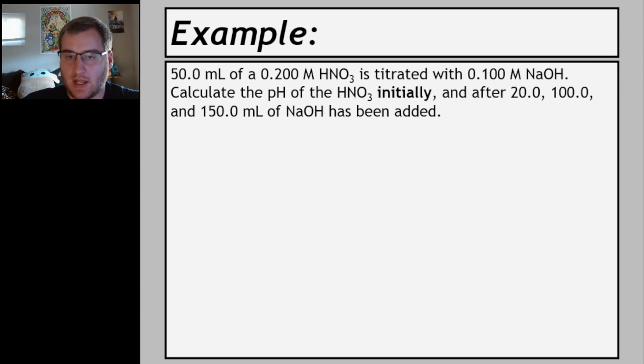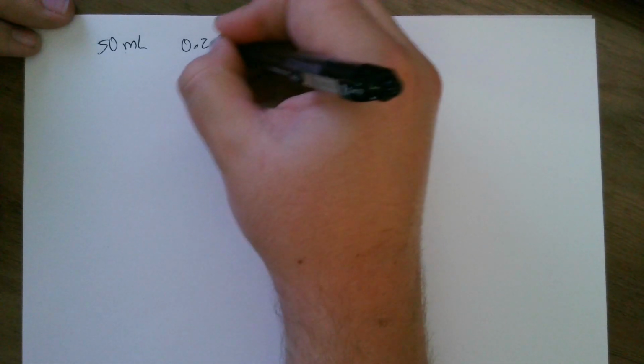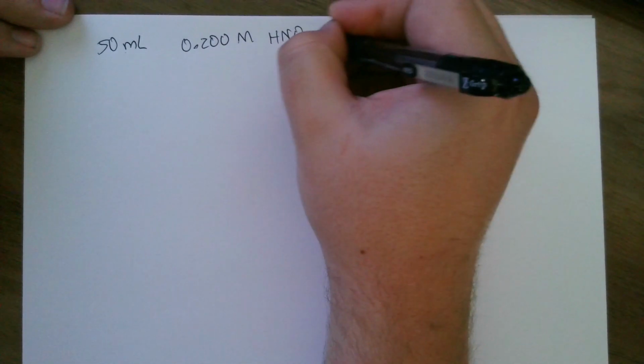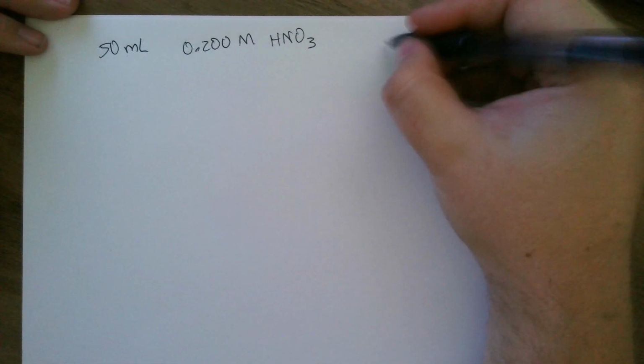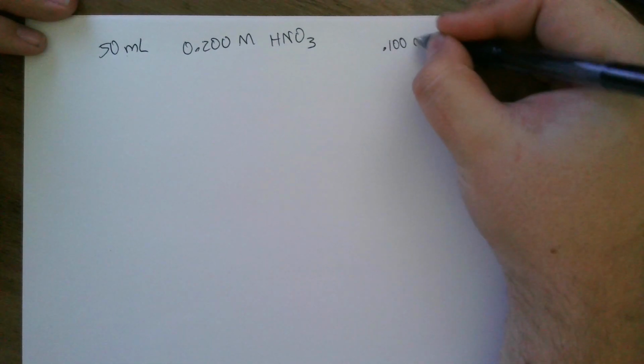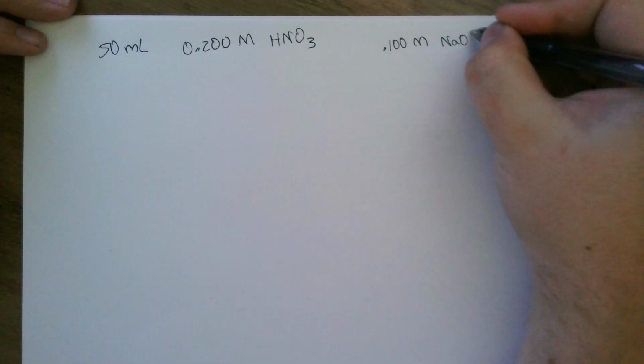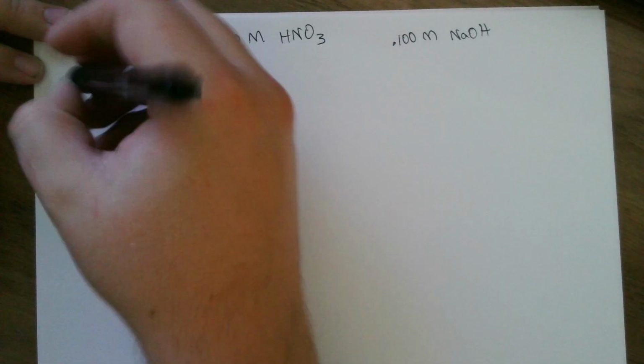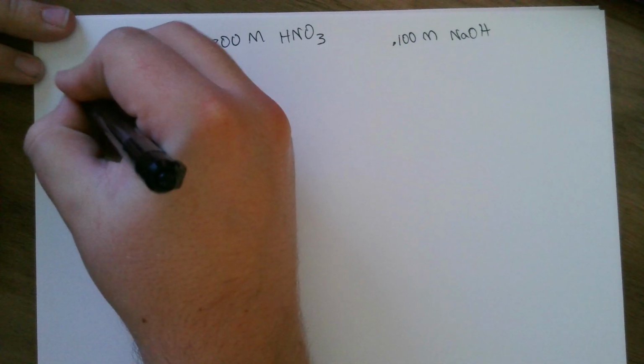All right, let's go ahead and get started. I'm going to write down starting information we have here. We have 50 milliliters of our 0.2 molar nitric acid. We're going to add some 0.100 molar sodium hydroxide in stages to that and see how it affects the pH. But first, our initial pH.